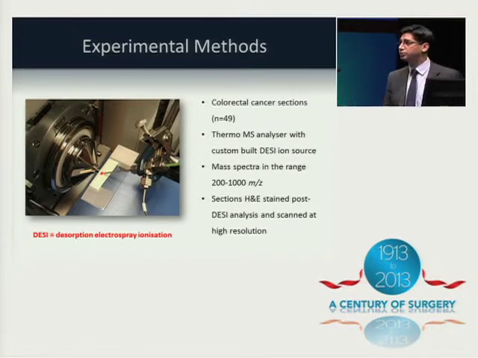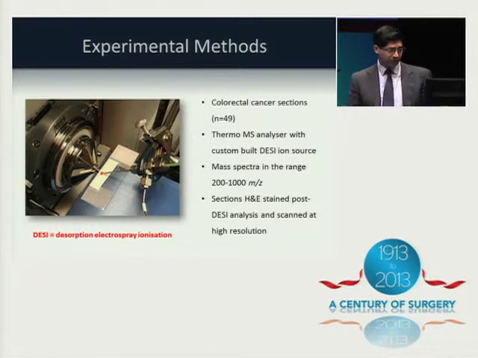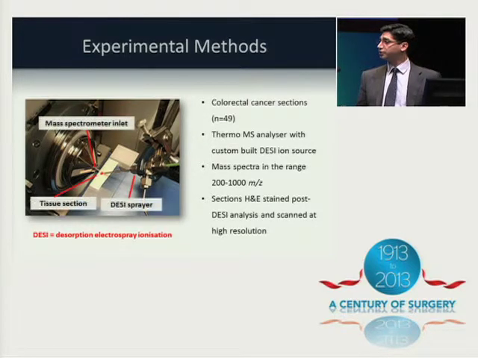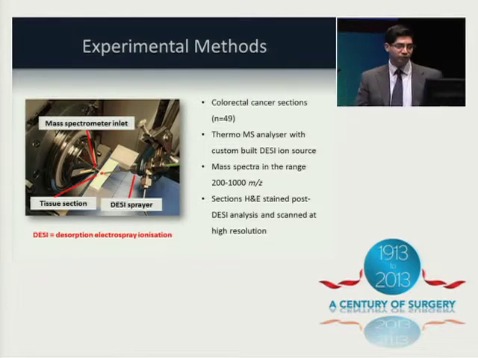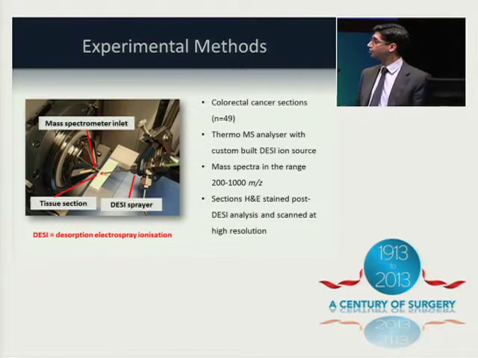Samples of fresh colorectal tissue for this study were acquired from 49 consenting adult patients over a one-year period. These were sectioned to 10 micrometer thickness before being subjected to desorption electrospray ionization, or DESI, imaging mass spectrometry. This involved using an in-house Thermo Exactive mass spectrometer equipped with a custom-built DESI ion source. Spectra were acquired in the 200 to 1,000 mass-to-charge range, and sections were H&E stained and digitally scanned at high resolution post-DESI analysis.